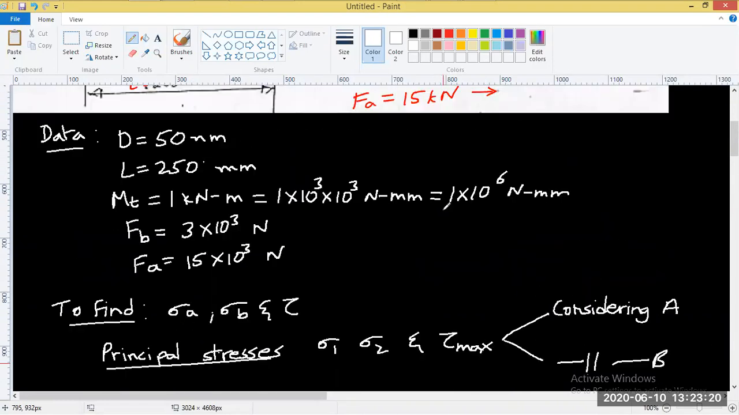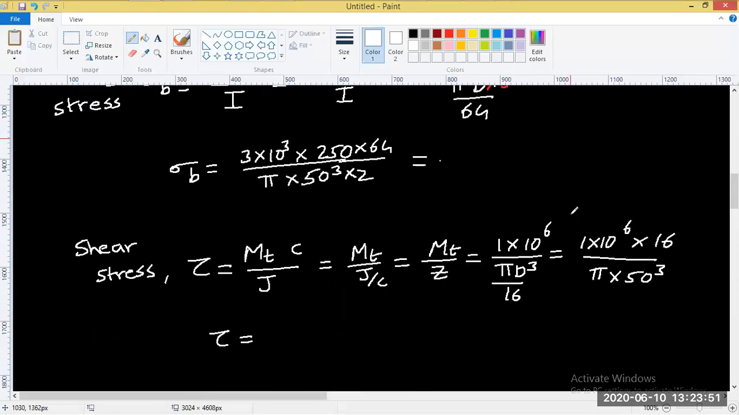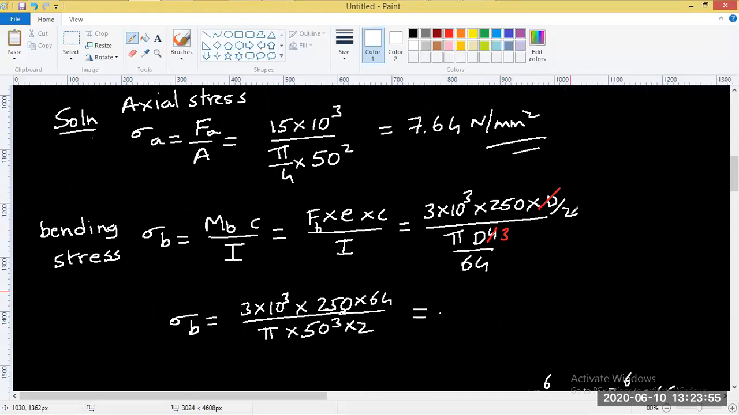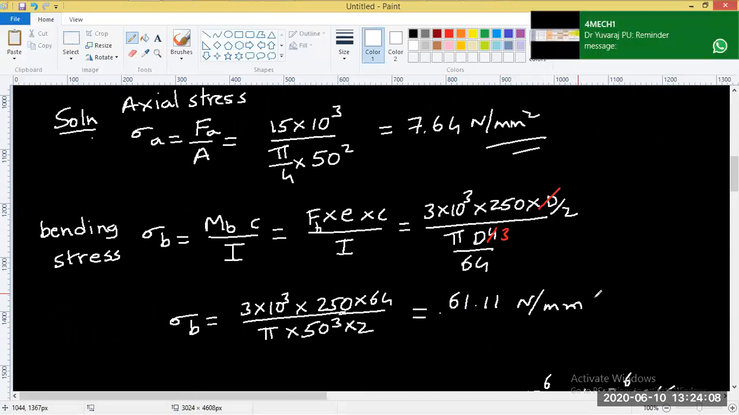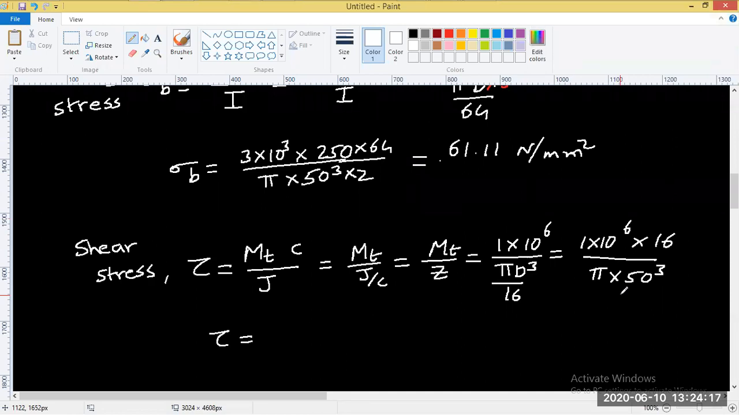Okay, so axial stress. Come on, tell me the values. 15E3... 7.6, yeah, you're right, 7.6, another decimal place before, Newton per mm squared. You're right, this is the axial stress. Then bending stress, say 3 into... you found out, okay, fine, good, you're right, this is 61.11 Newton per mm squared. And the shear stress tau is E6 into 16 over 5 times 50 cube.